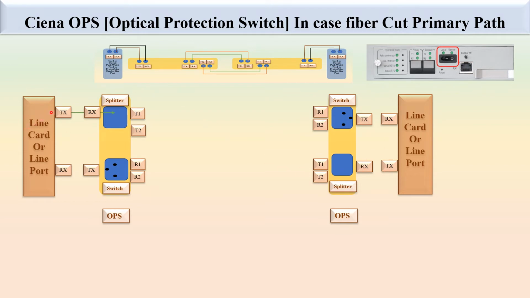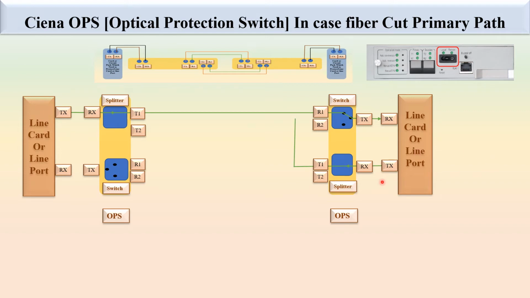You can see here the line card TX is connected to the RX, which is split 50-50%. Means the incoming signal is further divided into two equal signals, T1 and T2. So this T1 goes to R1 of the far end OPS. You can see here, and this TX is going to the RX of this line card.